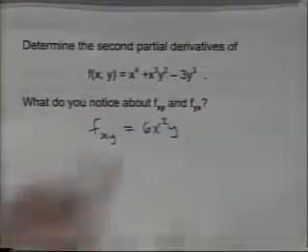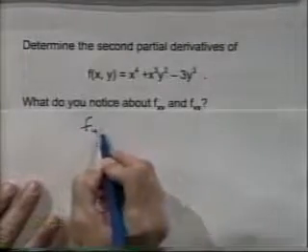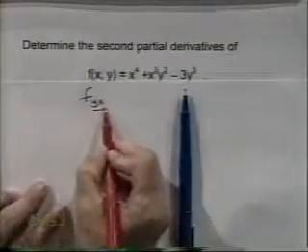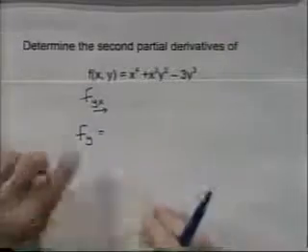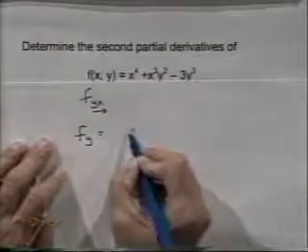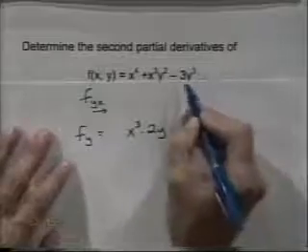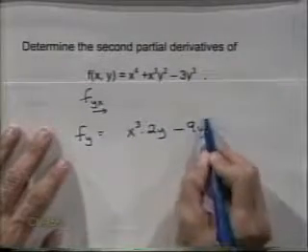Now, unfortunately, they also want me to do f_yx, so let's do that one. If we want to compute f_yx, remember it goes this way, we have to differentiate with respect to y first. So what's f_y? Well, x to the fourth is a constant. x cubed y squared is the constant x cubed times y squared. Derivative of y squared is 2y. Derivative of 3y cubed is minus 9y squared.